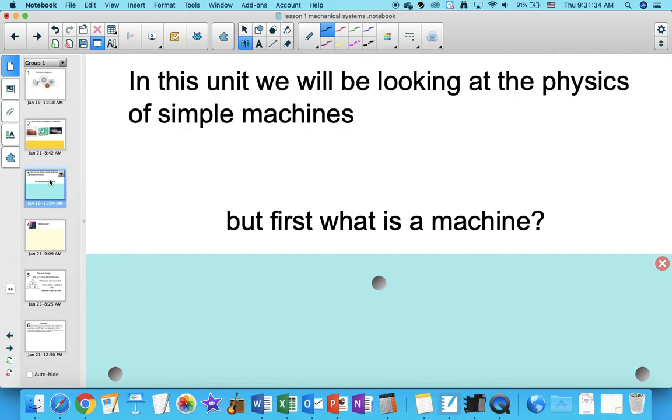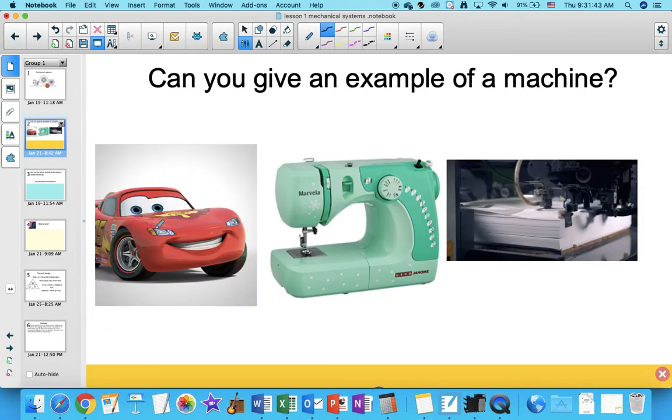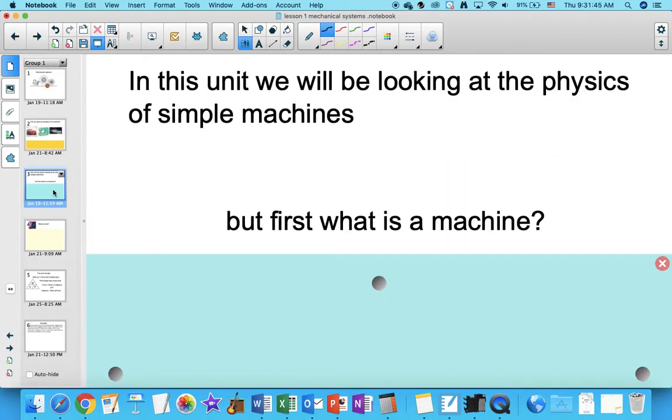So in this unit, we'll be talking about the physics of simple machines, right? We're going to go down to the bare basics of what machines are. We're not going to be talking about how necessarily a car works, but we're going to be talking about certain things that are parts of a car that can be considered machines. So, what is a machine?